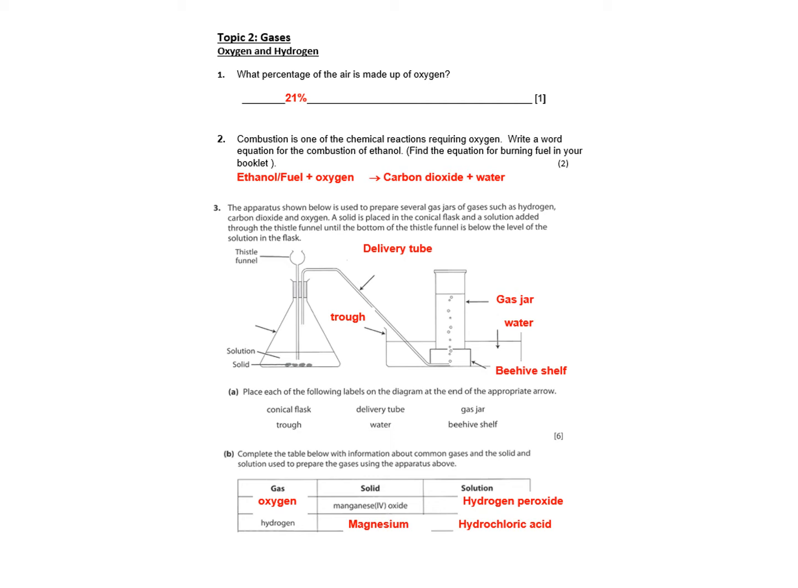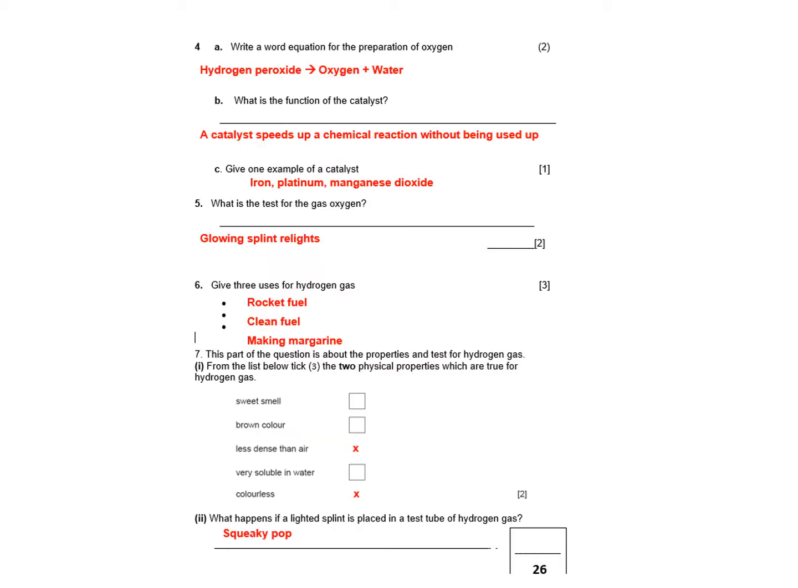Filling in the table: for oxygen, you add hydrogen peroxide to manganese dioxide. When you produce hydrogen, you add a metal and an acid together. So in our practical, we used magnesium and hydrochloric acid. The word equation for the preparation of oxygen is the decomposition, or the breaking down, of hydrogen peroxide, and you get oxygen and water. You don't put the catalyst into the equation.